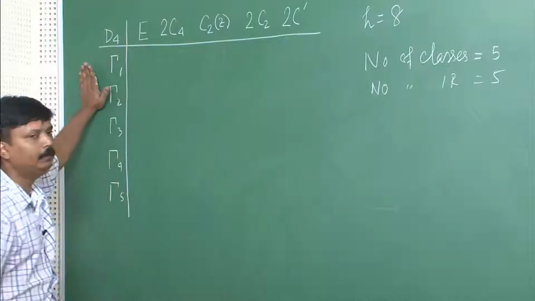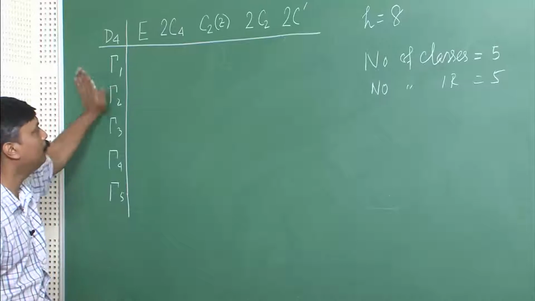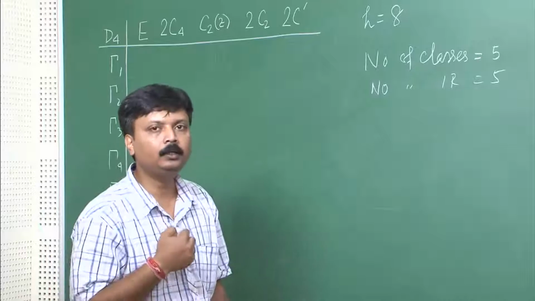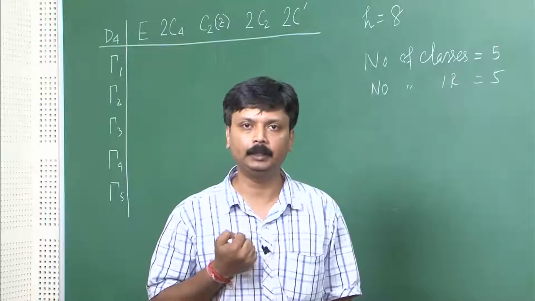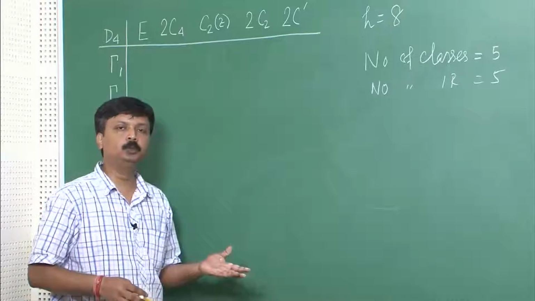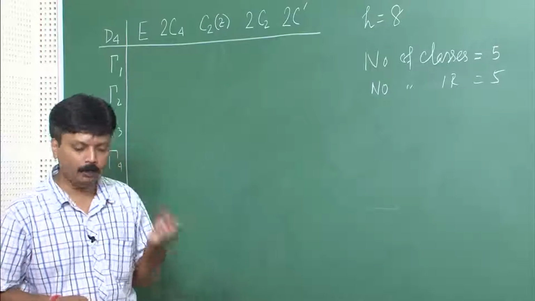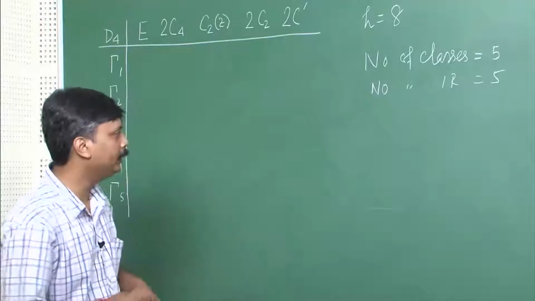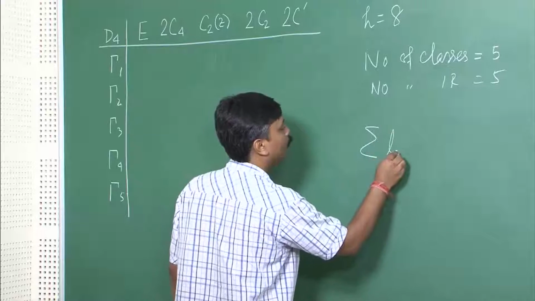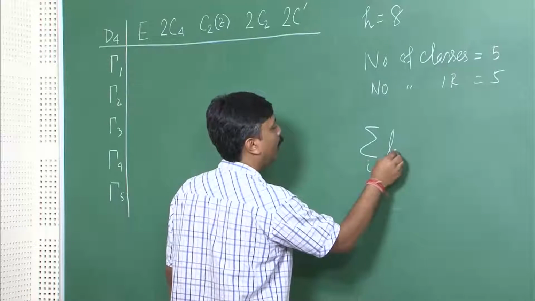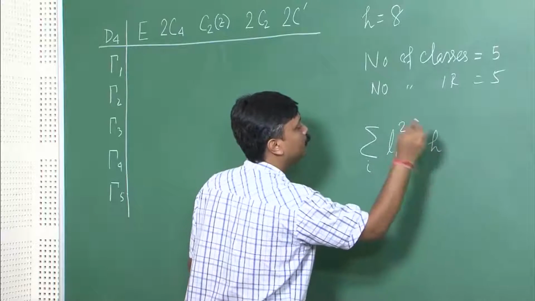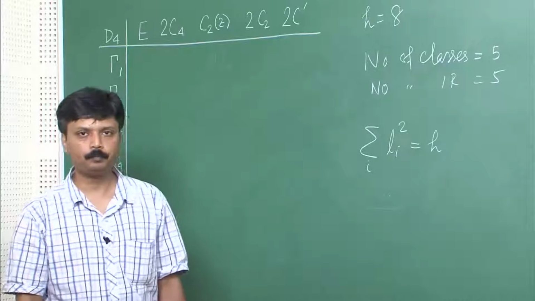Therefore, we are just giving them a general name in terms of gammas. Now, what about the dimensionalities of these irreducible representations? If we go back to those rules that we got out of the great orthogonality theorem, then we can say that the summation over i of li square equals the order of the group, right.